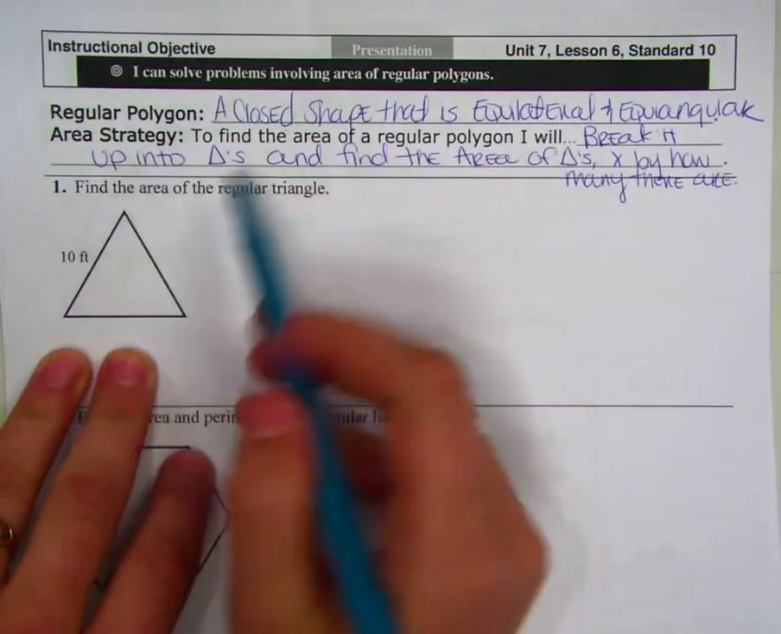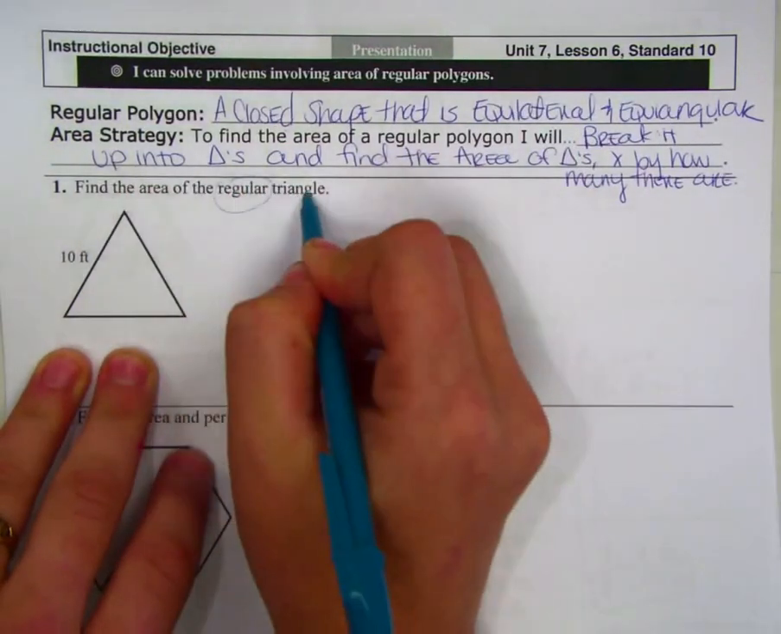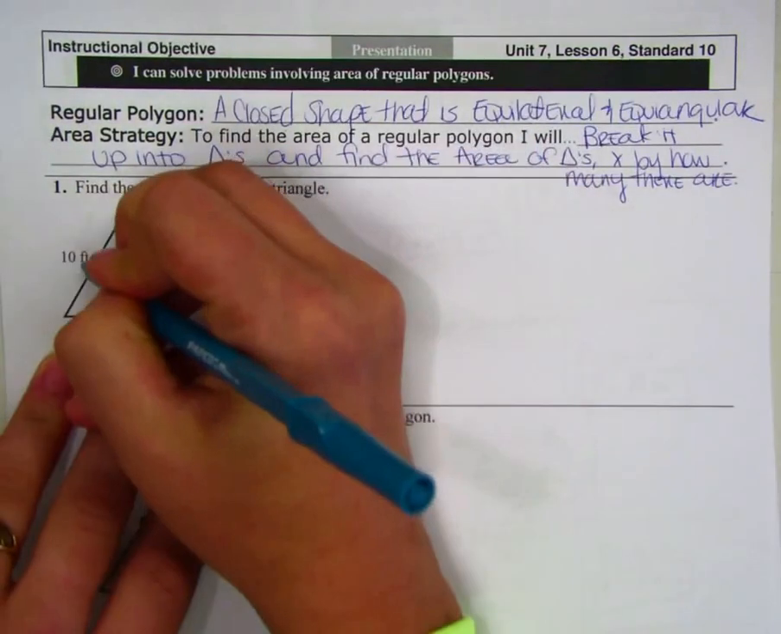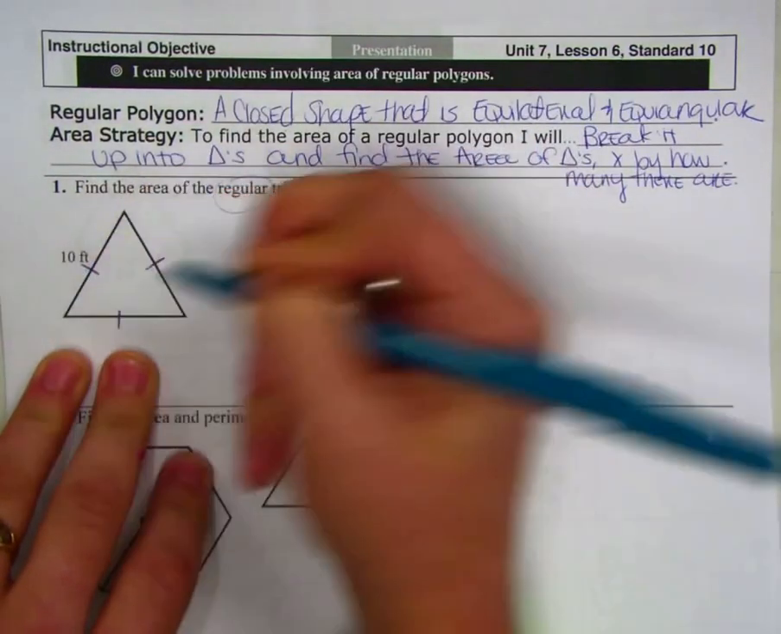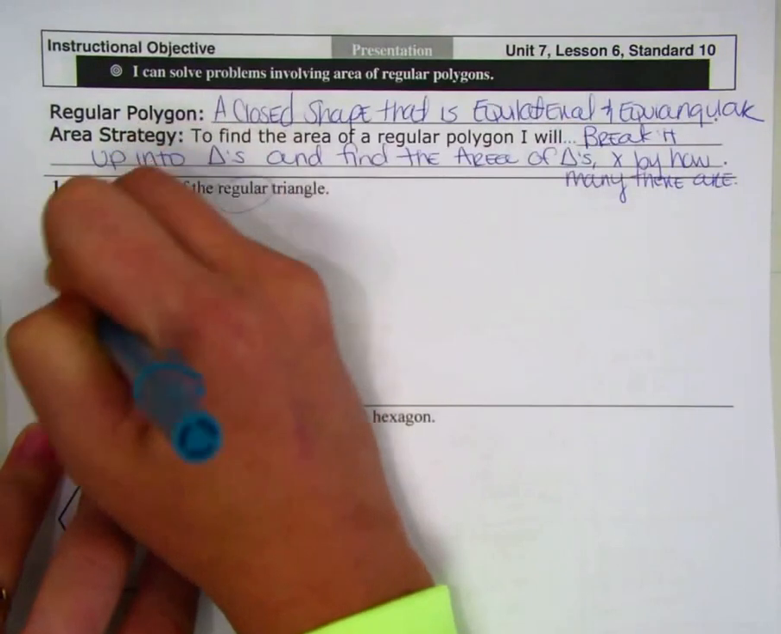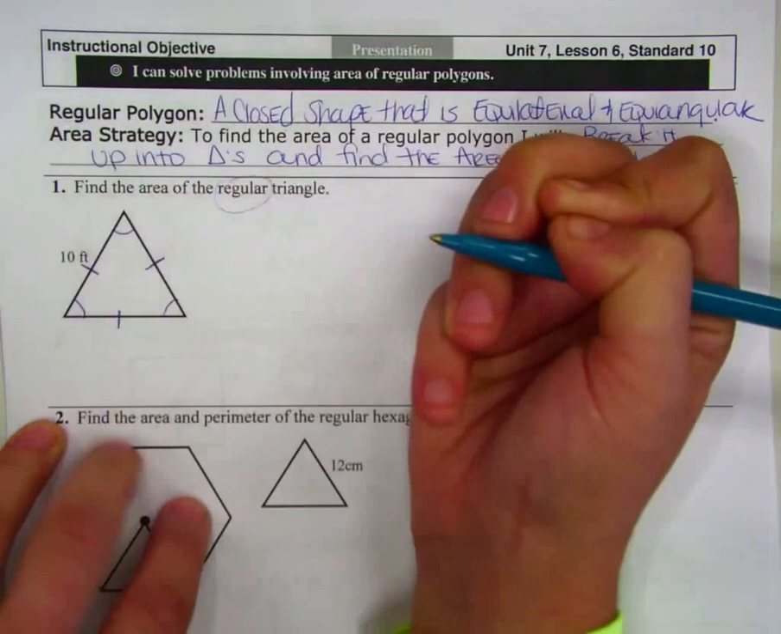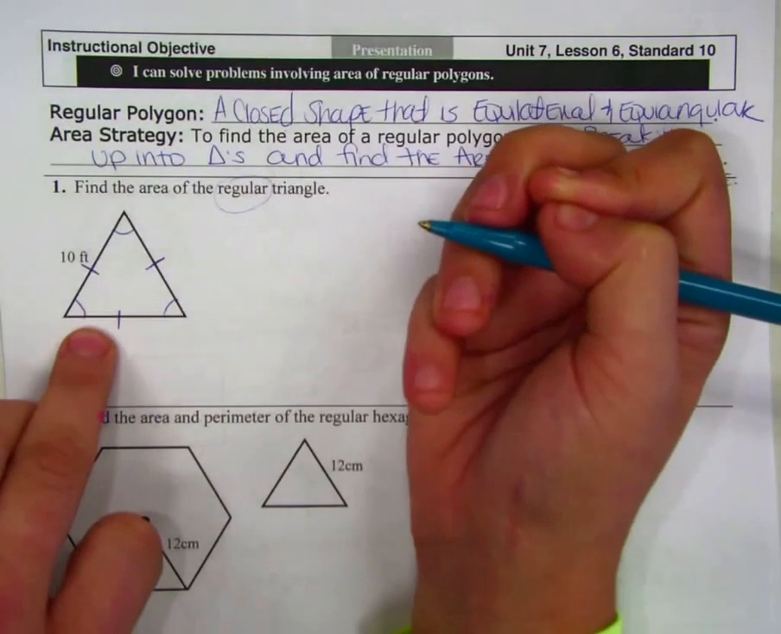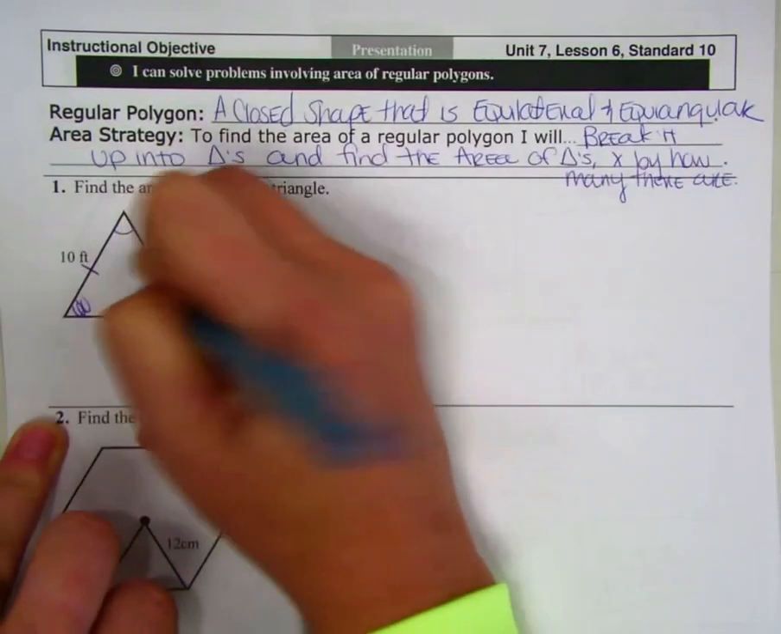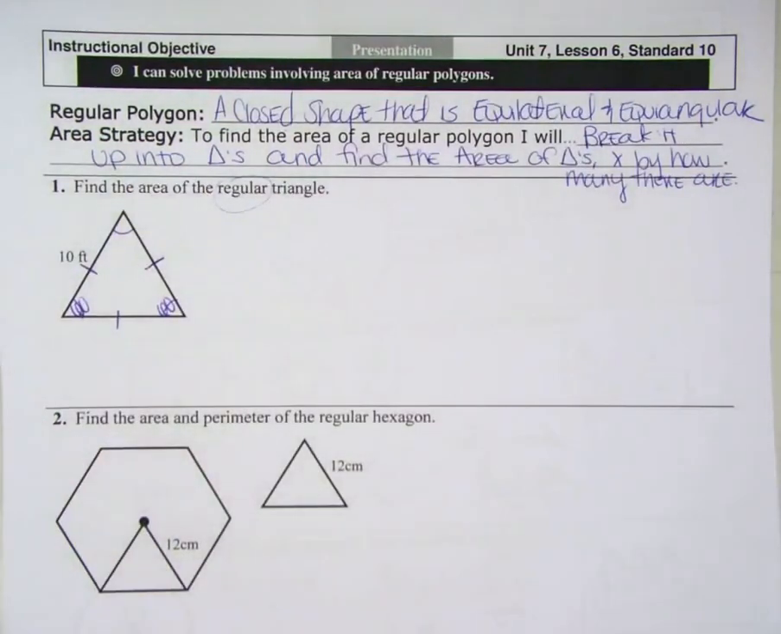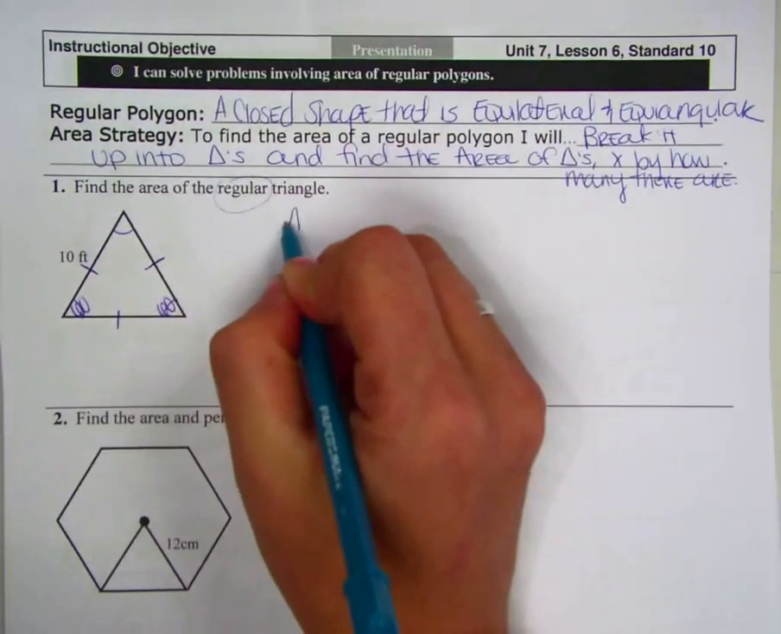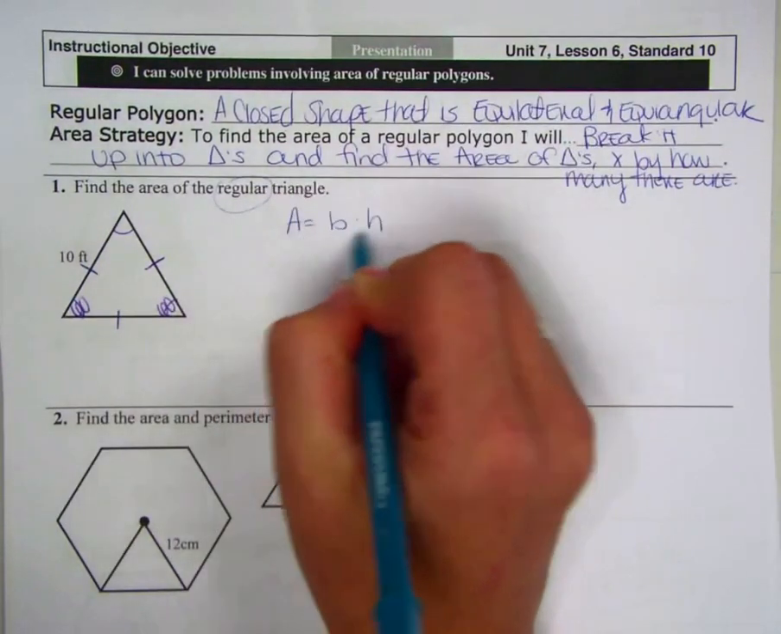So first let's find the area of the regular triangle. Again, regular means it's equilateral, all sides are equal, and equiangular. So remember, a triangle that's equiangular, all the angles are 60 degrees. For now, I'm just going to label the bottom 2. So we need to find the area of this triangle. Area is base times height divided by 2.